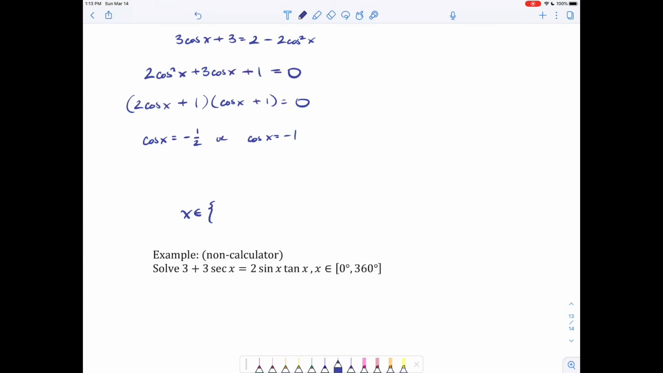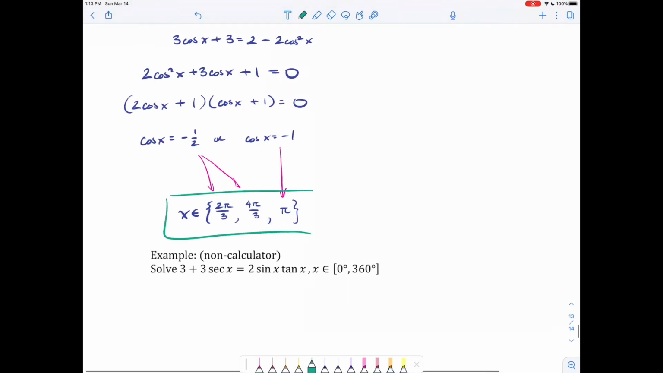Negative 1/2 means that we are in the pi over 3 family. So looking at quadrants 2 and 3, we've got that and that. And again, that's just from that. And then we have one answer that comes from this. Cos of x is negative 1 when x is pi. So that's how everything contributed to this final answer.